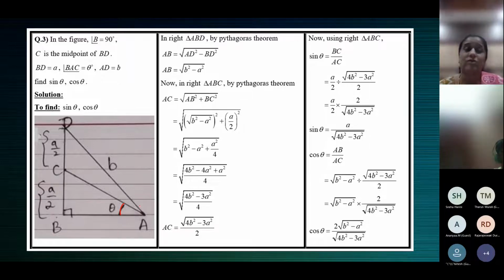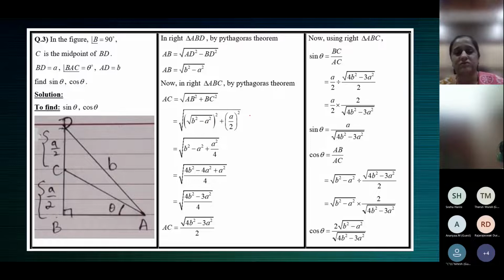So from there you realize that you should start off by finding a method to find the length of AB and AC. You can find AB using the whole right triangle ABD using Pythagoras theorem. After finding AB, using AB and BC, you can find AC in the small right triangle, all using Pythagoras theorem. So here I'll tell you, it is root of B square minus A square, the whole square.